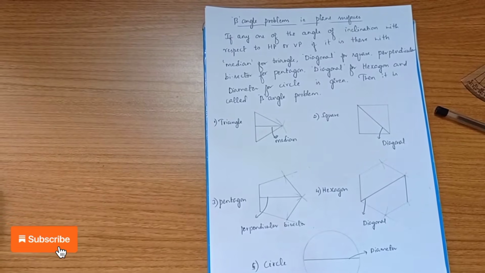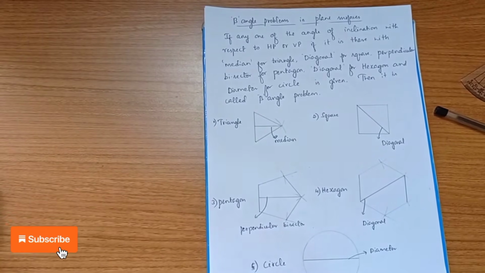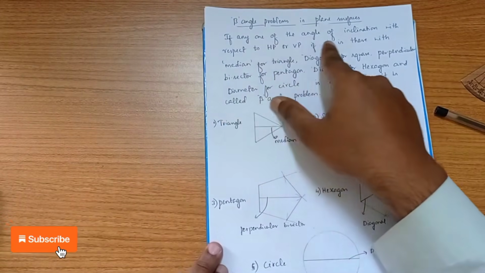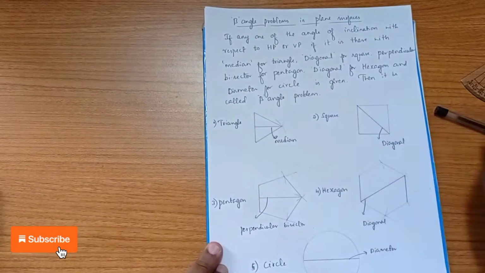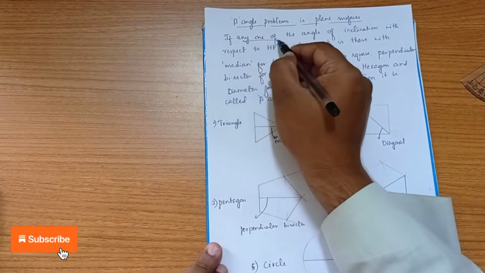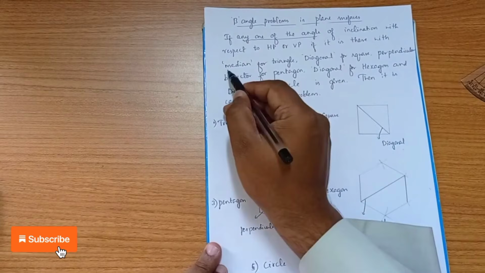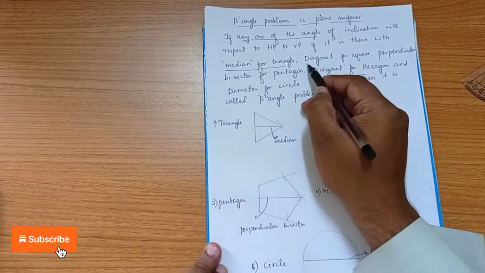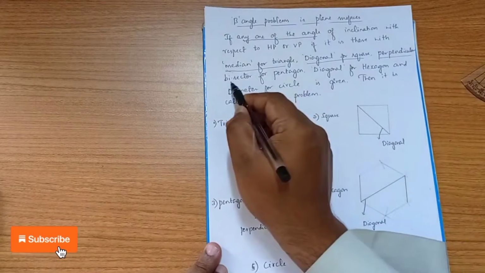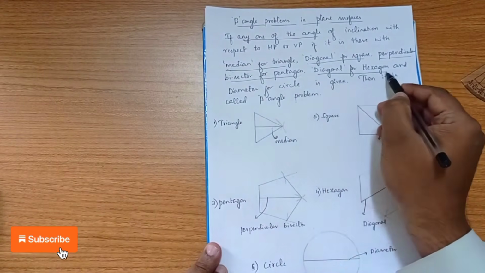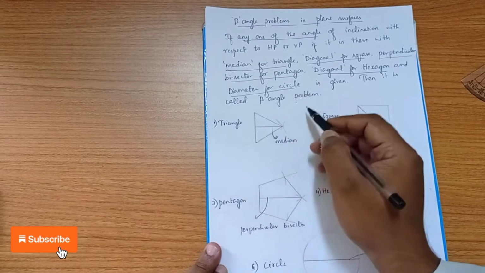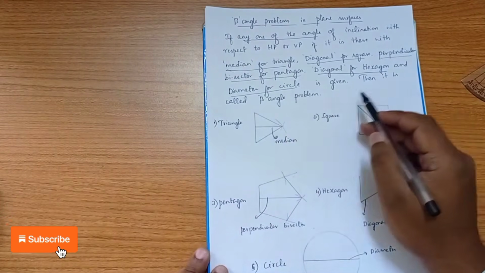Now we are going to learn the concept of beta angle problems in plane surfaces. So how do we identify whether a particular problem is a beta angle problem or not? If any one of the angles of inclination, with respect to HP or VP, is given, you can take either the inclination to the HP or VP. These words are important: median for triangle, diagonal for square, perpendicular bisector for pentagon, and diagonal or diameter for circle. If the diameter for a circle is given, then it is called a beta angle problem.